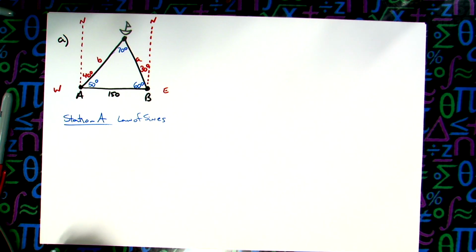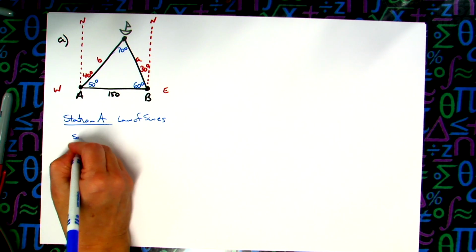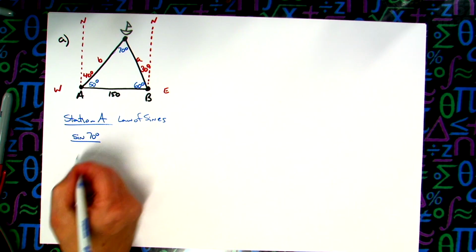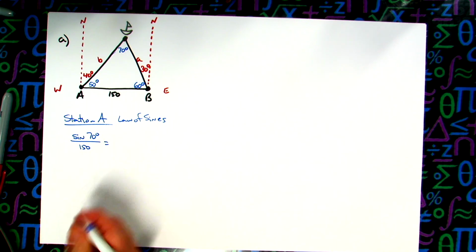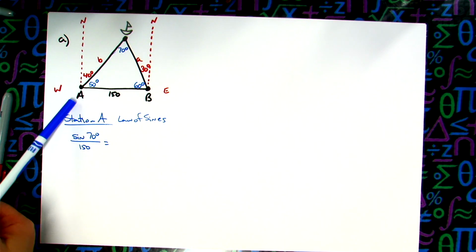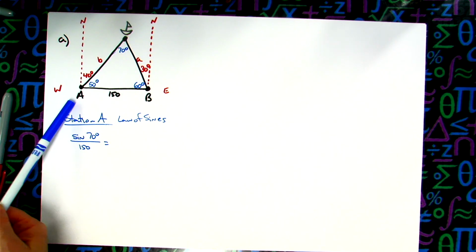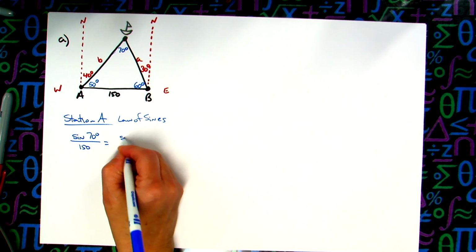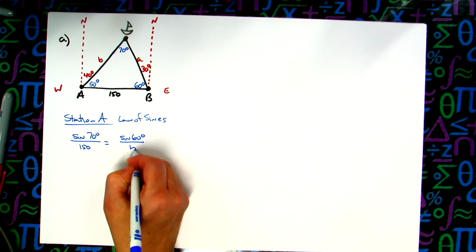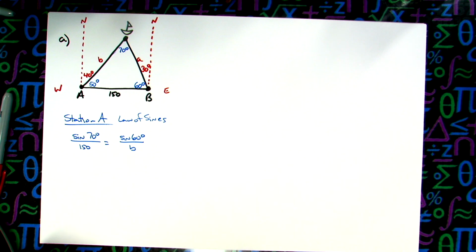All right, so I'm going to go ahead and do the sine of 70 over the 150. Since I'm trying to find little b, because that's the distance station A is away, I'm going to have sine of 60 over little b. So this is a law of sines because I don't have a right triangle. Okay, cross multiply down. Should be pretty straightforward. I'll let you cross multiply down, and we'll see if we get the right answer.